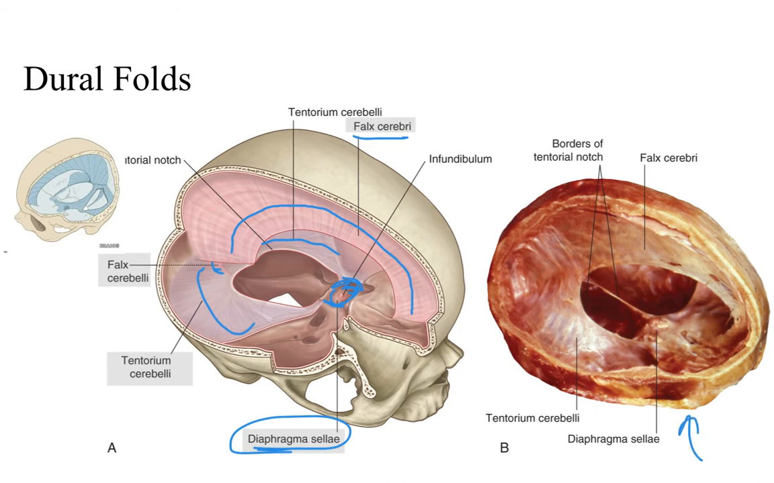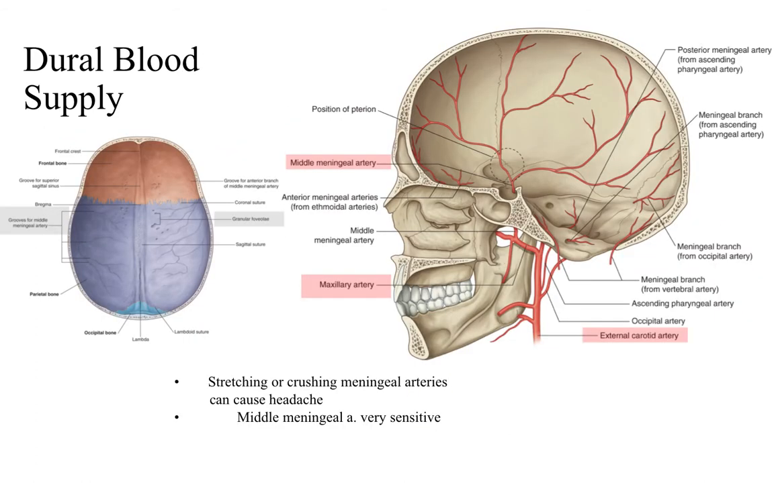And then here on the right we see these dural folds with brain tissue taken away and what it would look like in a real skull. The blood supply to the dural layer comes from the external carotid artery. So here we see the external carotid artery coming up, and then it's going to branch into what we call the middle meningeal artery.